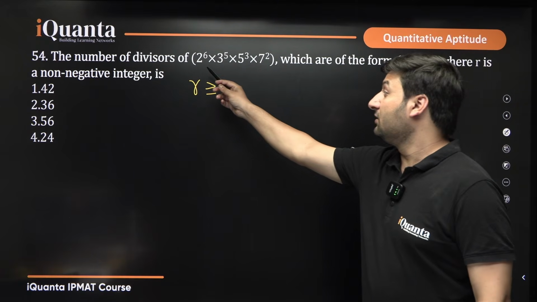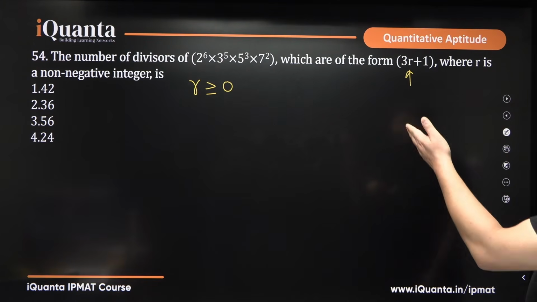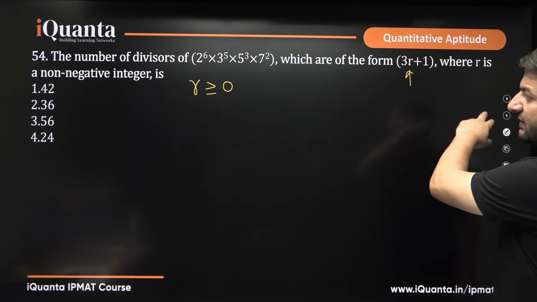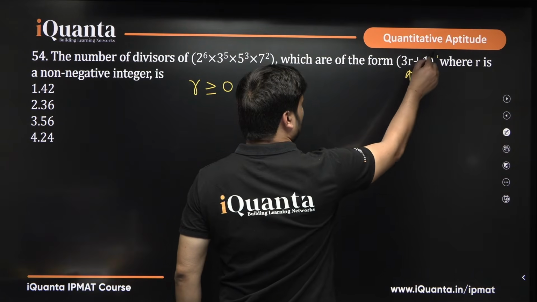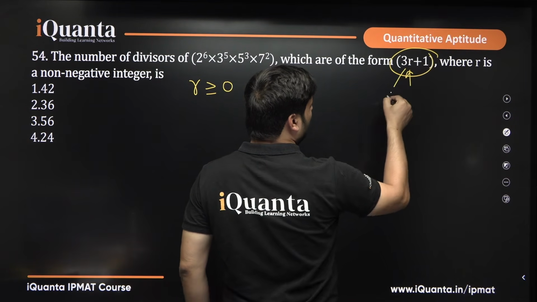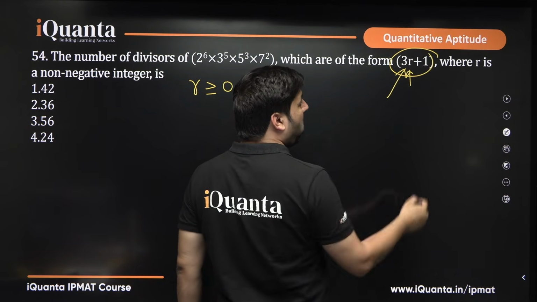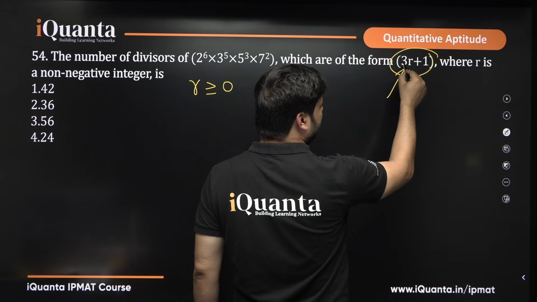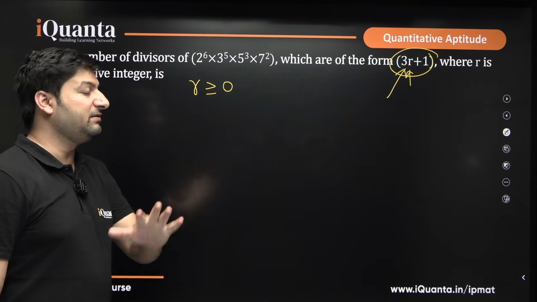All the numbers present in the basis should be prime numbers, okay. So, number of divisors of this which are of the form this where r is a non-negative integer. See, divisors are of the form this, that means when that particular number is divided by 3, the remainder is 1, yes or no? Obviously, there would be a divisor which when divided by 3 leaves remainder 1. So, we are looking for such factors which when divided by 3 leave remainder 1.